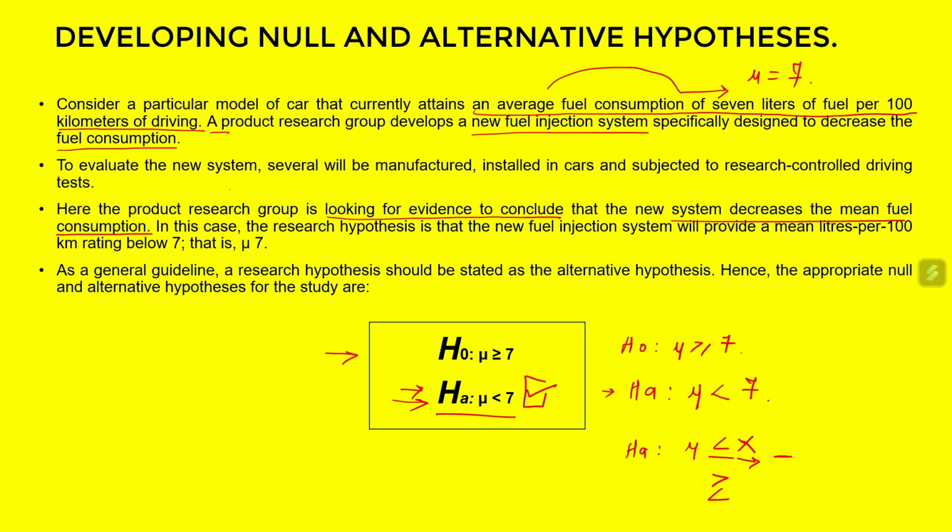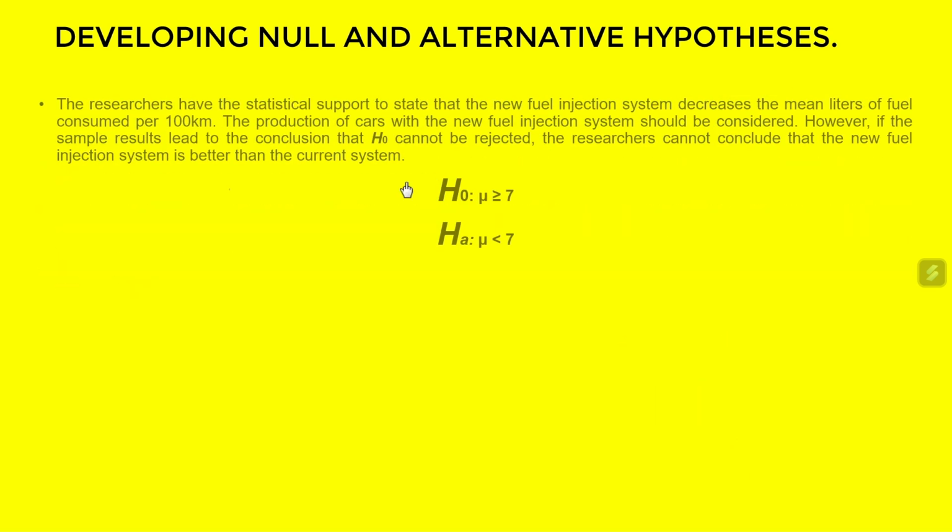So as a general guideline, a research hypothesis should be stated as the alternative hypothesis. Whenever some particular group is trying to do research and they want to conclude something, it comes under the alternative hypothesis. Okay, you must always remember this. Hence the appropriate null hypothesis and alternative hypothesis for the study are given below. I hope you got this. So yeah, let's understand this with the help of visualization.